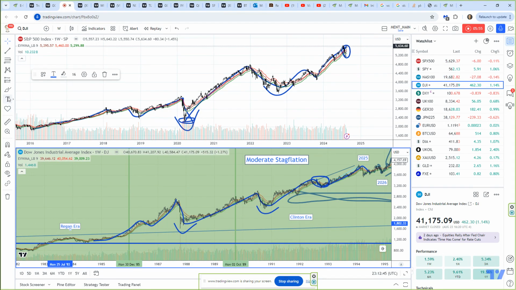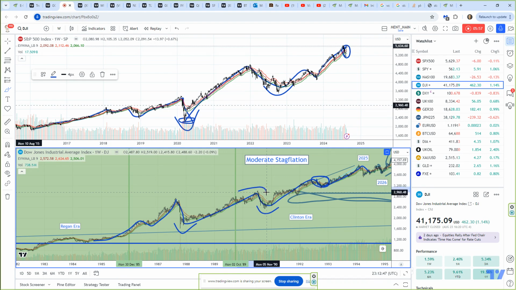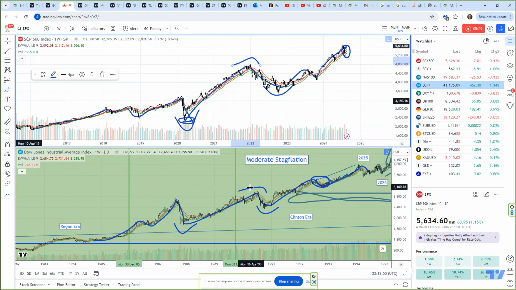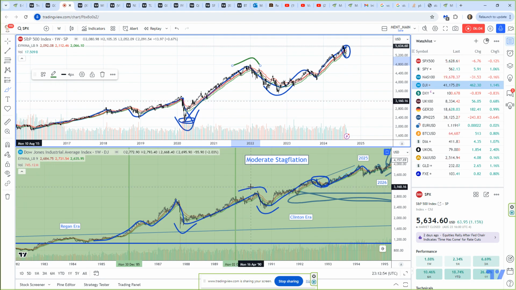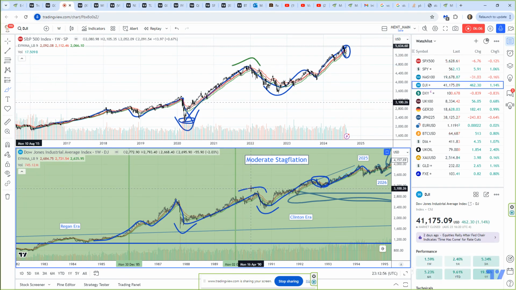So here's the rally. You can see it here. Here's the rally here. Let me make this a green. Mark this as a green.